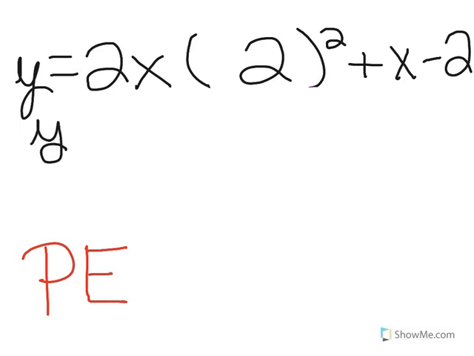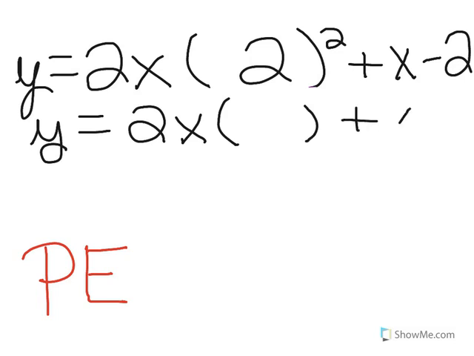Once again, anything that is not part of the exponent will stay the same. So the y comes down, 2x stays the same, parentheses we'll leave there, plus x minus 2. So 2 squared is equal to 4. The 2 squared is now replaced with the 4. And that is my exponent part of the problem.